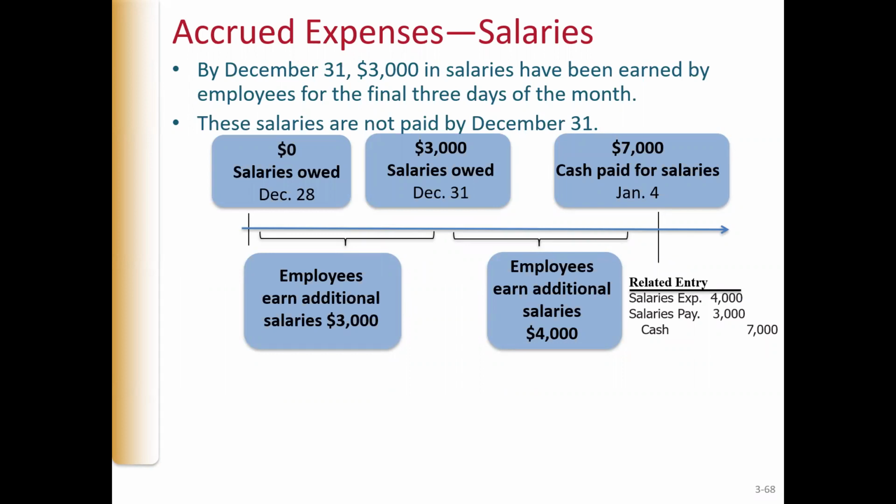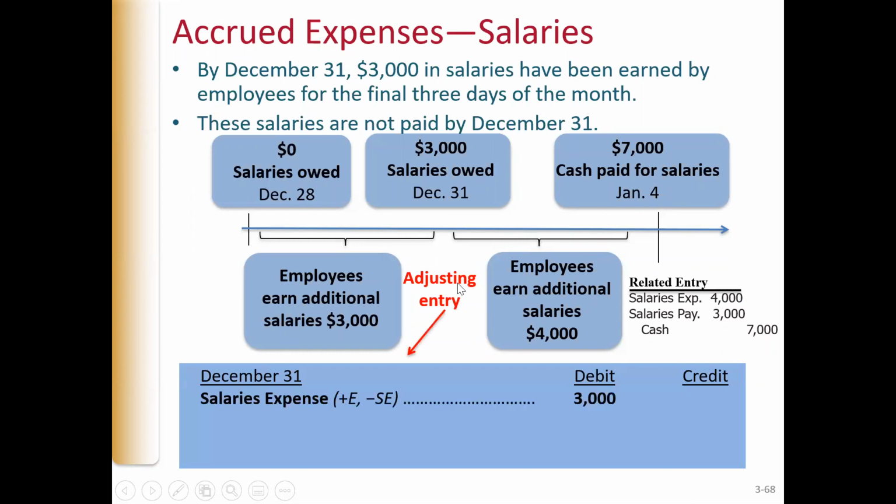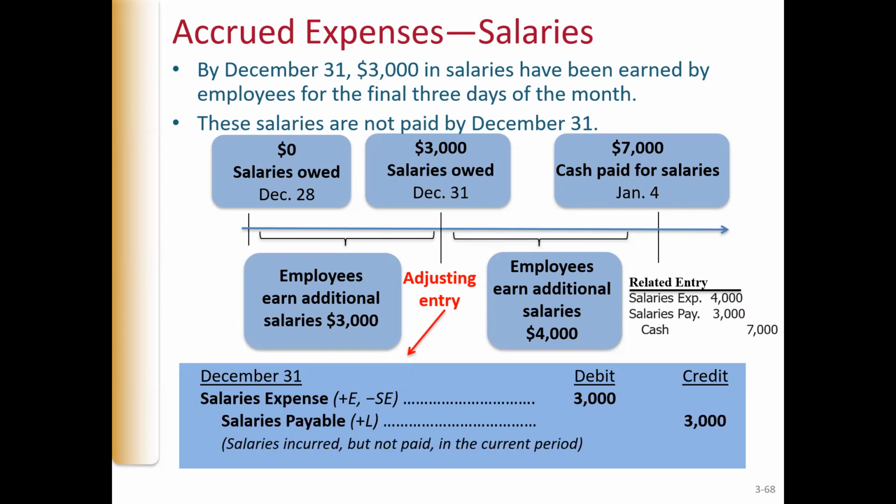In the example of salaries, on December 31st, 3,000 in salaries have been earned by employees for the final 3 days of the month. But these salaries are not paid by the end of the month. That's why we have to show a debit to salaries expense for 3,000 and a credit to salaries payable for 3,000. When it finally does get paid in January, on January 4th, then at that time, we would debit this $3,000 of salaries payable. And in this example, there were some salaries expense in January that is also being paid.